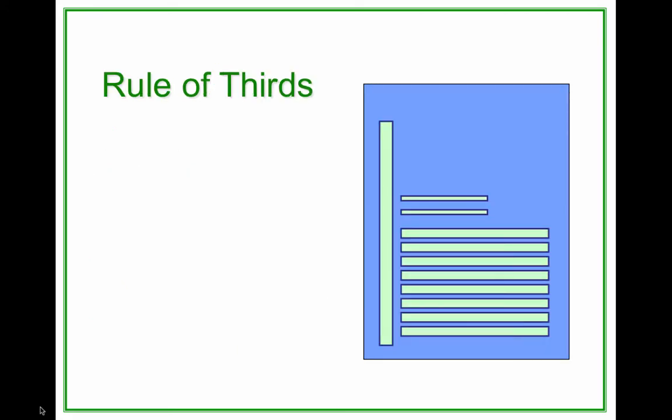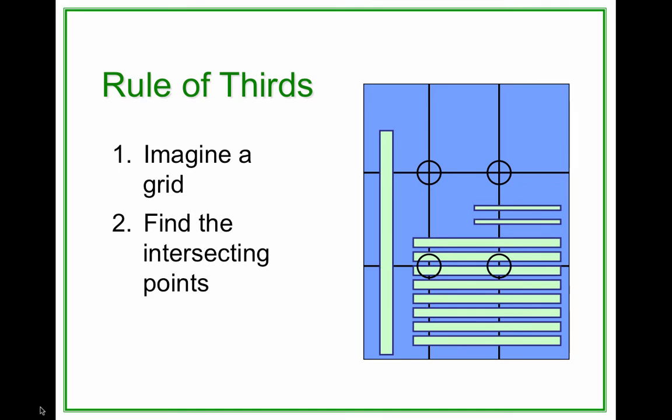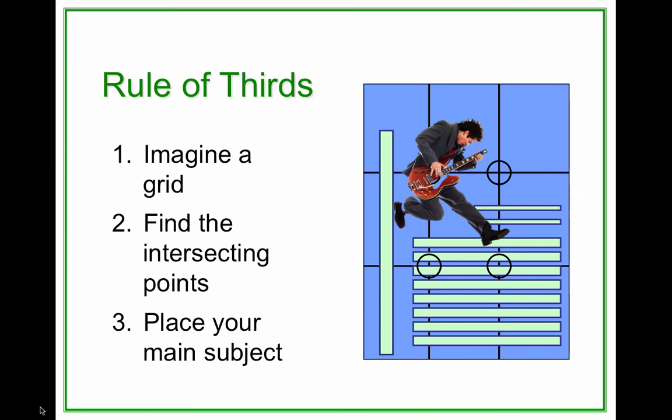A great way to create a dynamic layout is to use the rule of thirds. Imagine a grid across your page. Then find the intersecting points. Choose one of these points to place your main subject. You can see how dynamic it is.